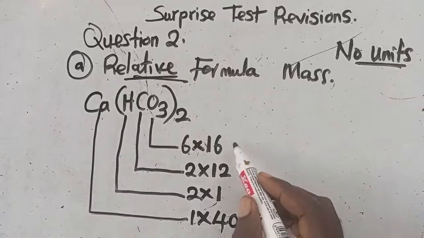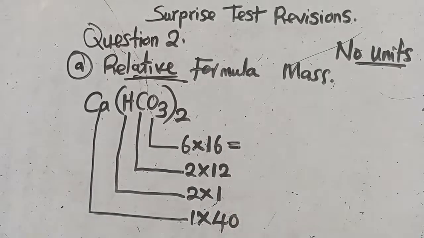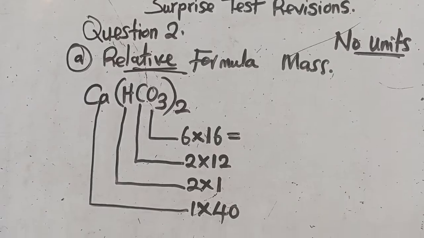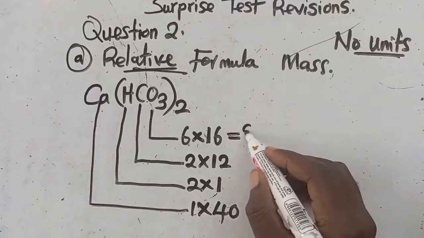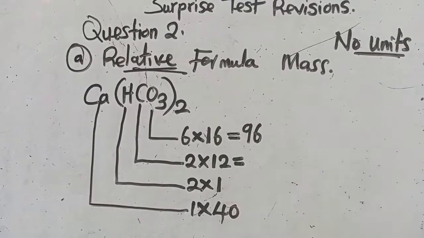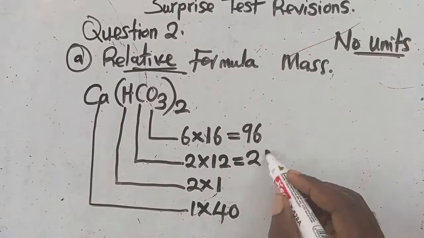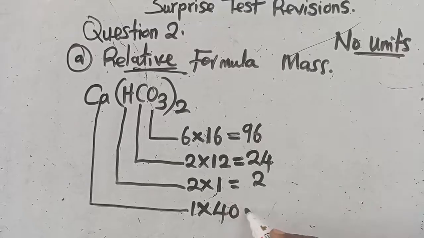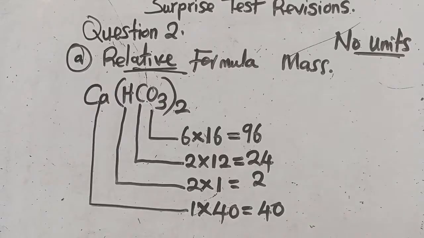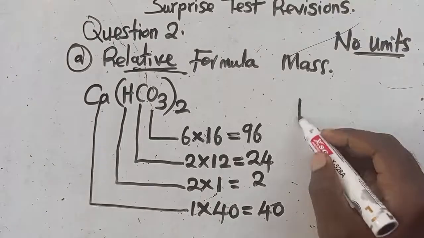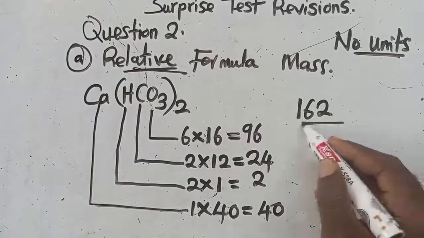So I now add this. What answer am I going to get? You don't even need to stress. Just get your calculator. 6 times 16, what is the answer? 96. 2 times 12, that is 24. I put my 24 there. This is 2. This is 40. If I add everything, 96 plus 24 plus 2 plus 40, the answer is 162. This is the answer.